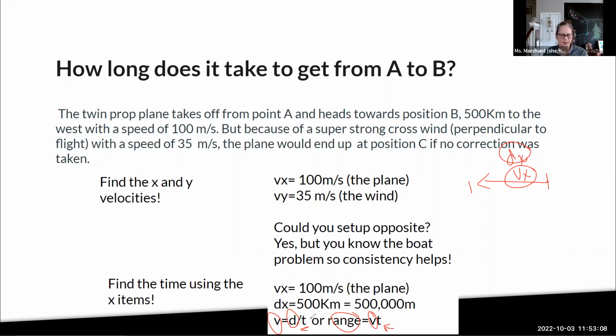So again, if you're like, whoa, I didn't know why you would pick the range one, just write all the equations down. Write the range equation, write the height equation, write the other ones from module 1, and start circling what you know and see which one only has one unknown left. And that's what you would start with.